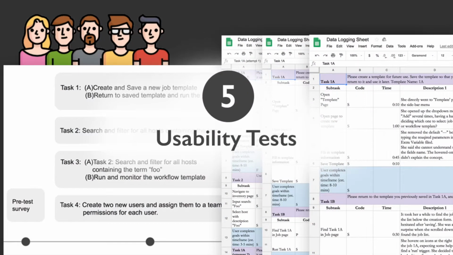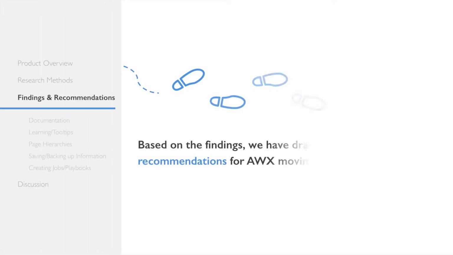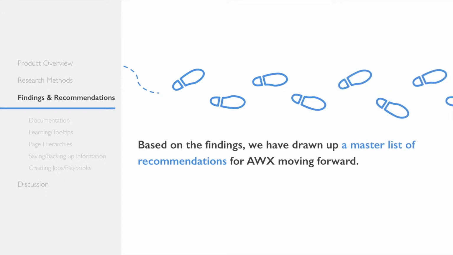Finally, we performed a series of usability tests with 5 users. 3 of these were completely new to the system, and so provided a great method of answering our core questions concerning systems learnability. These tests were designed to assess some concerns raised in interviews and surveys, as well as those offered by our contact at Red Hat. Based on the findings of each of these tests, we have drawn up a master list of all of the overlapping results as well as a series of recommendations for AWX moving forward.